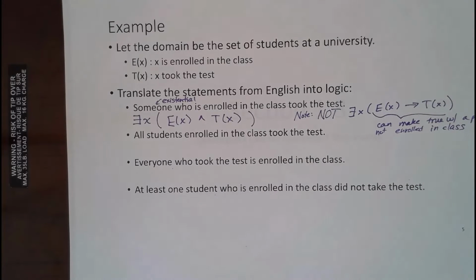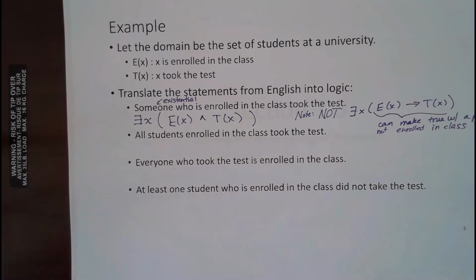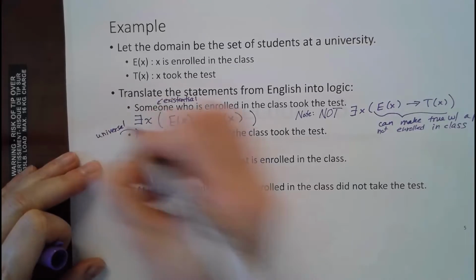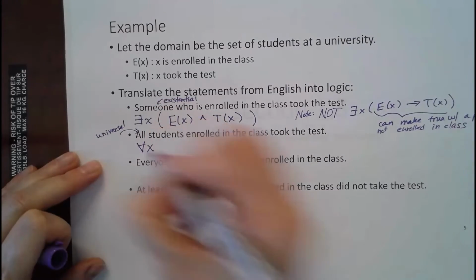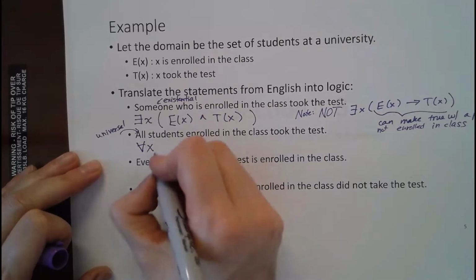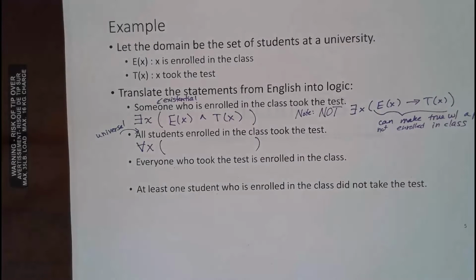All students enrolled in the class took the test. When you see all students, hopefully this triggers, like, I know what kind of quantifier I'm going to use. What are you going to use? Universal, definitely. This is definitely going to be a universal. Okay, so we're going to do for all X. And once again, we're talking about multiple predicates up here, being enrolled, taking the test. You better just put your parentheses in there so that you don't forget them. Okay. And this is very similar to the previous one.